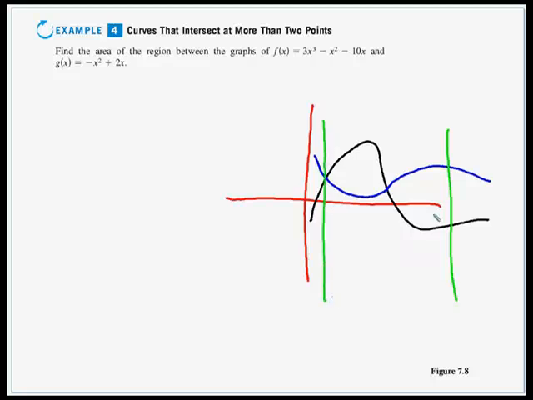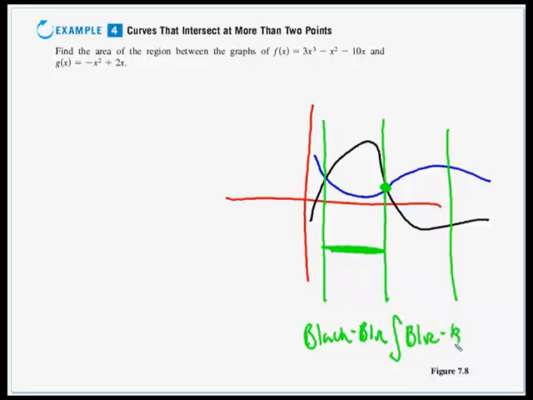let's see here, we're going to have to do 2 separate integrals. Here again, the graphs intersect in the middle and switch. So we're going to have one integral from here to here, where the black curve is the upper curve, and then the blue curve is the lower. So this integral would be black minus blue. And then after this middle intersection point, they switch places. We're going to have a separate integral. And here we're going to have blue minus black.